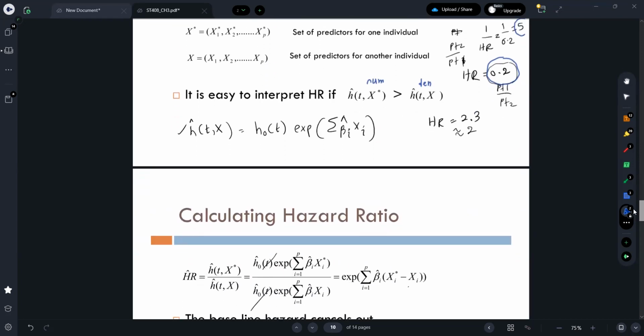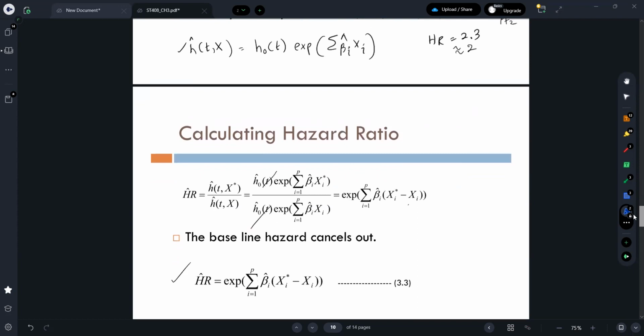Okay, right. So here's the equation in detail. At the top, you have h hat(t, x), you have the baseline hazard and the exponential function for, let's say, patient A, right? And then at the bottom, you have the same set for patient B, and you can see h naught(t) is going to cancel out, right? So this is gone. And since you have the same base, e to the power, when you have the division, what can you do? You can do the subtraction of the exponents, right?